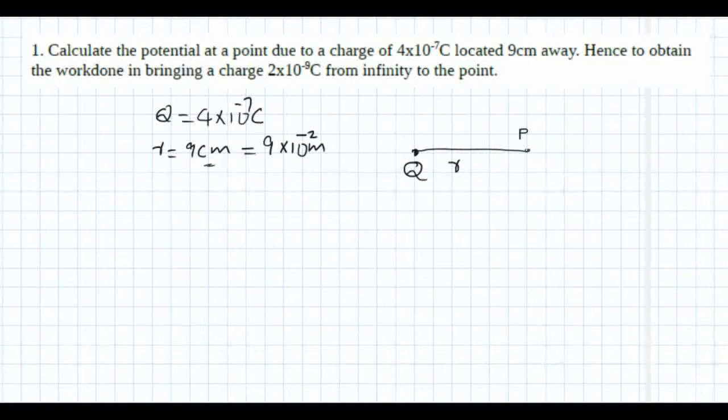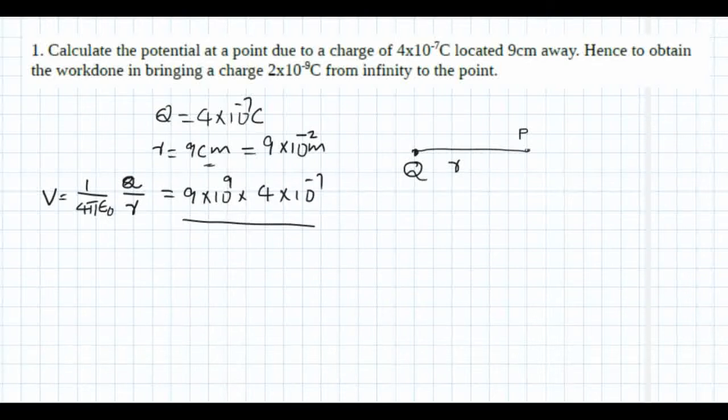Then what is the potential at this point P? From the previous discussions we know potential V is equal to 1 by 4 pi epsilon 0. 1 by 4 pi epsilon 0 comes because the medium is not specified here, so we can assume that it is placed in air or in vacuum. Into Q by R is the equation for potential, and that is equal to 9 into 10 raised to 9 into 4 into 10 raised to minus 7 divided by R, which is 9 into 10 raised to minus 2.